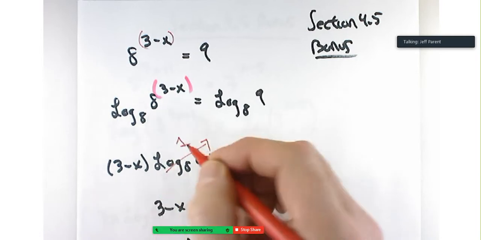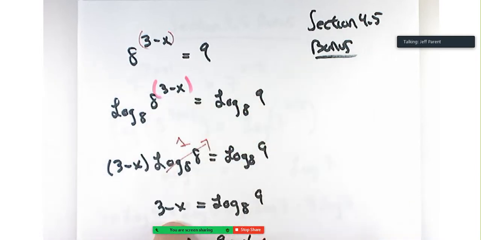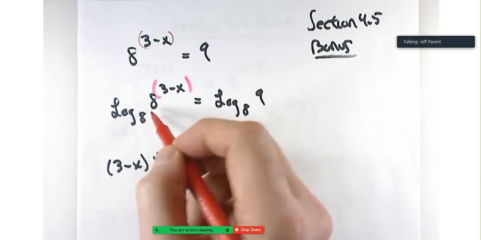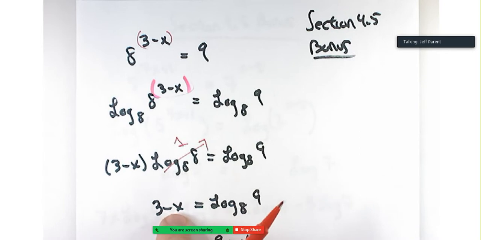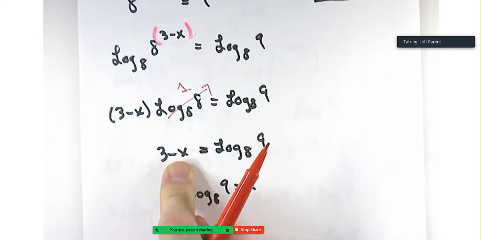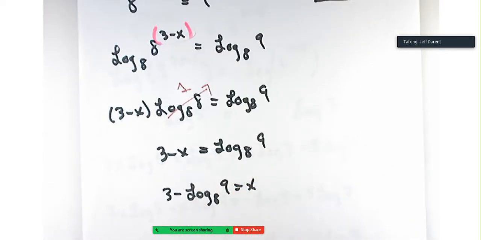The first power. Or I could just go directly from here to here, because these two are inverse functions of each other. They cancel each other out, and they just give you the exponent. One way or another, you can get down to this line right here.